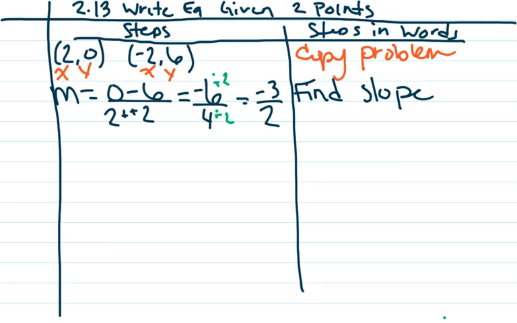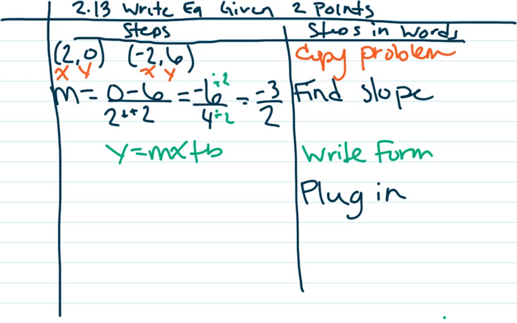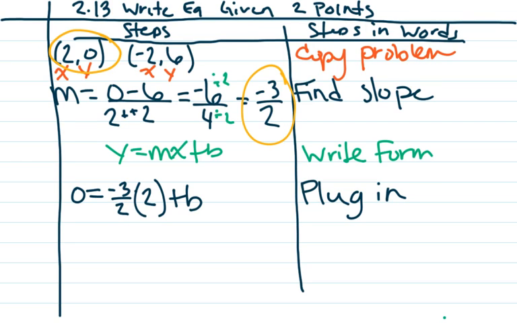Then we're going to write the form, which is y equals mx plus b. And then we're going to plug in. So we're going to use this first point here. I always use the first point, and we're going to use this slope. So I have 0, which is our y, equals negative 3 halves, which is our m, times 2, which is our x, plus b. And then we're going to solve for b.